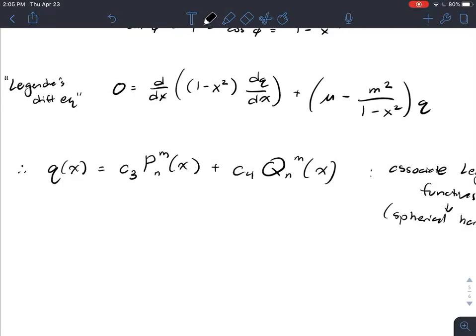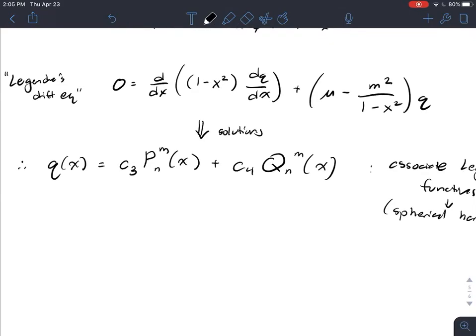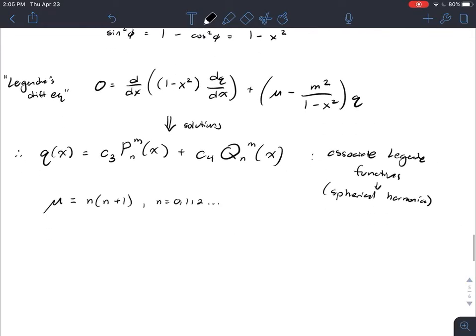And the interesting thing that is also thrown at you for this differential equation's solutions, let's write that. The interesting thing that's thrown at you is that the value of mu, so this is just something that's given to you, you don't need to explicitly solve it, is equal to n times (n plus 1) for n equals 0, 1, 2 to infinity.